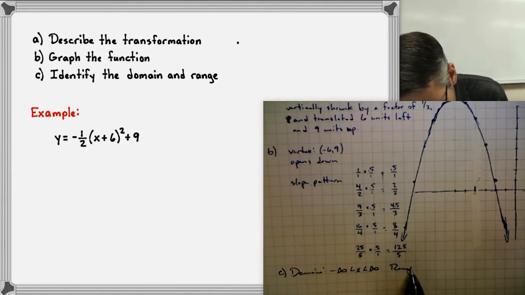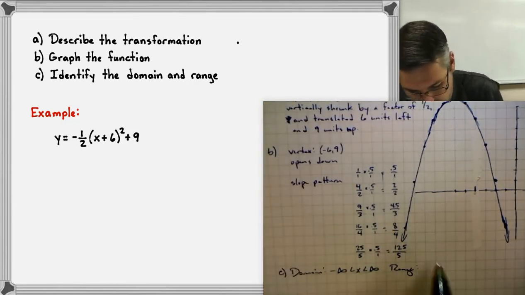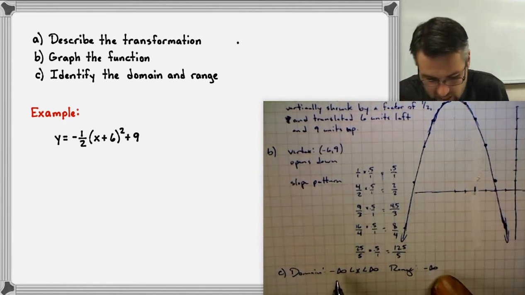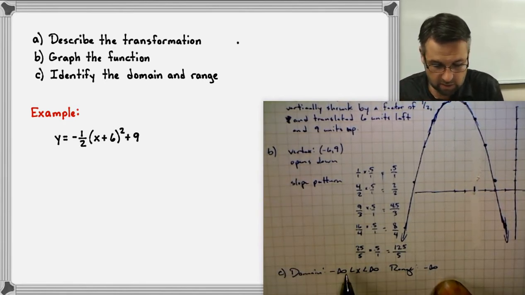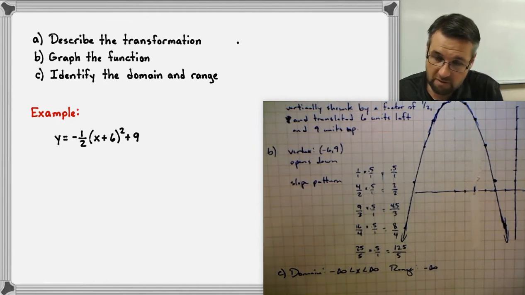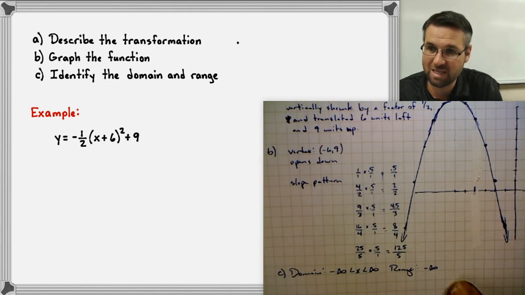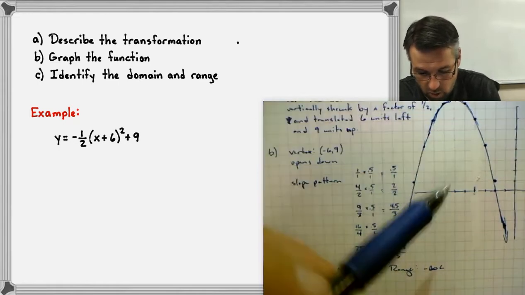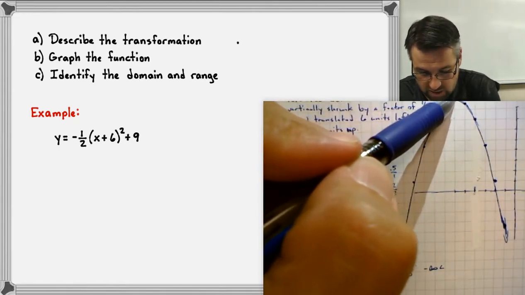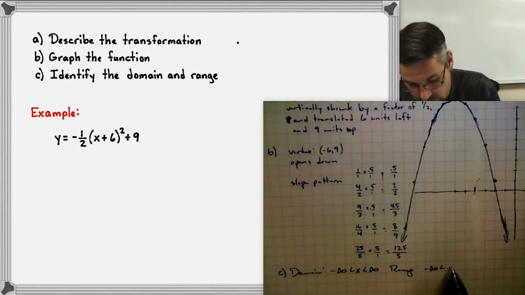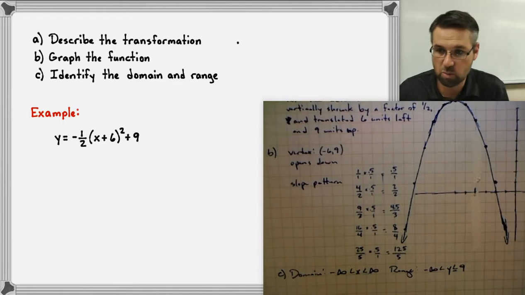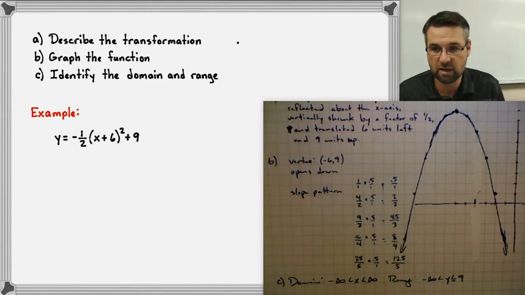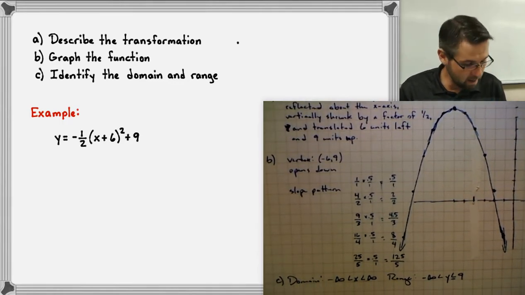And then the range is, well, the lowest point is going to be -infinity. And when I say -infinity here, it doesn't necessarily mean -infinity there. Negative infinity in the x direction means to the left, where negative infinity in the y direction means down. So we go down negative infinity. How far up do we go? Well, we go up to our highest vertex point, which is the 9. So we'd say -infinity less than y less than or equal to 9, because the parabola does actually touch the value of 9. All right, so that is your example.